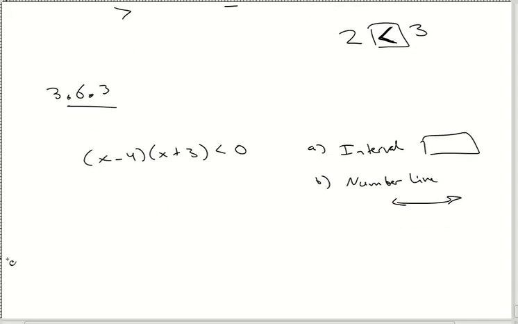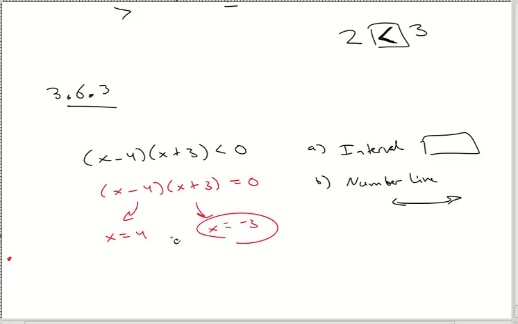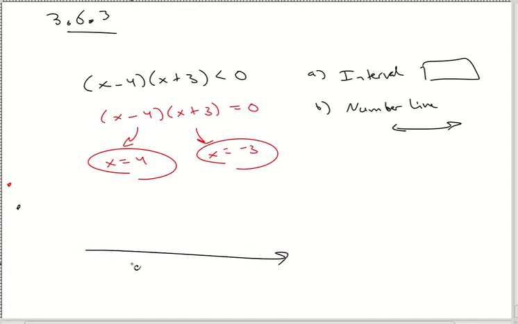Not too hard, honestly. First off, I'm going to solve for x. Imagine that instead of saying less than 0, I'm going to say equals 0. And so then I have x equals 4 and x equals negative 3. Those are my important numbers. On a number line, negative 3 is right here, 4 is over here, and all I want to know is which of these intervals will work.